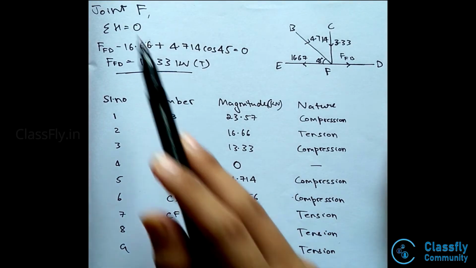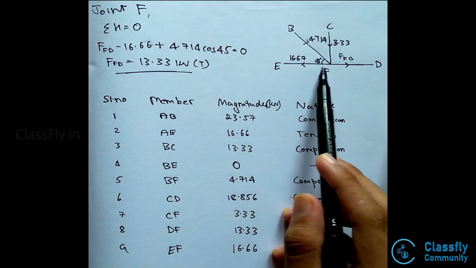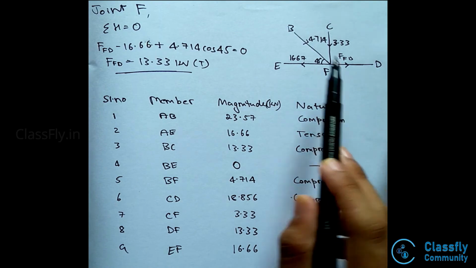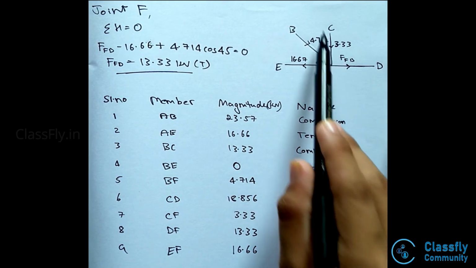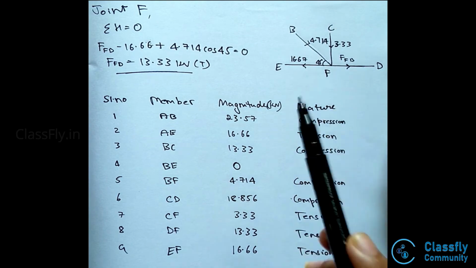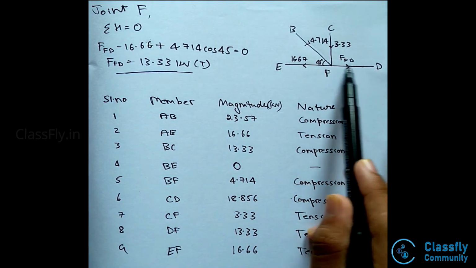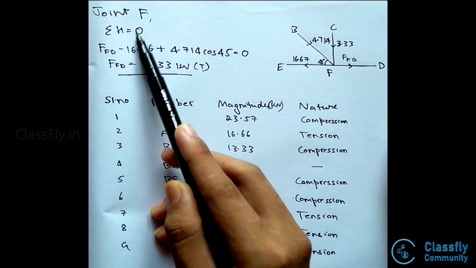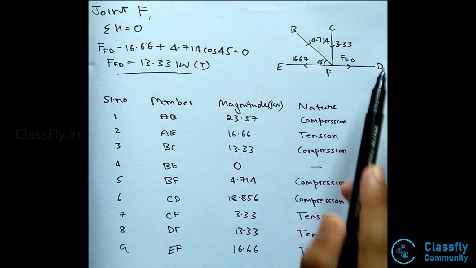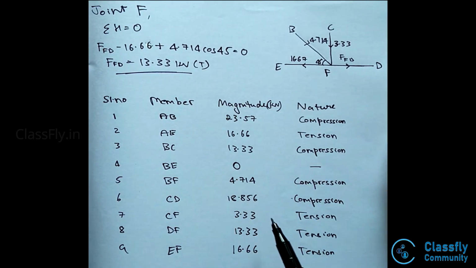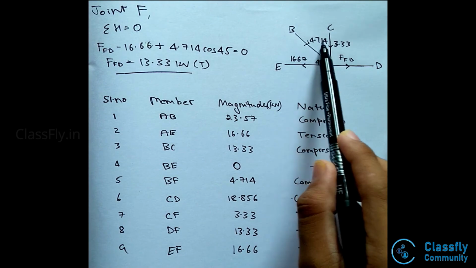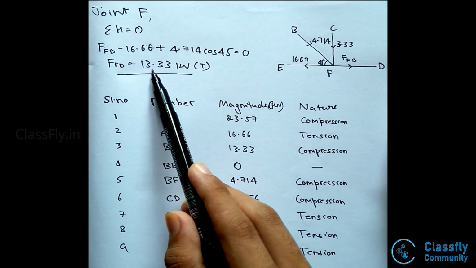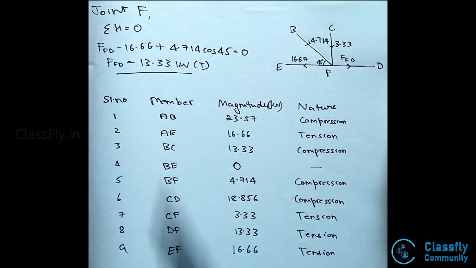Now coming to joint F. Here we have force FEF, that is 16.67, force FFB, that is 4.714, force FFC, that is 3.33, and force FFD, which will be acting on the point F. Hence applying the condition summation H is equal to 0, we have FFD minus 16.66 plus 4.714 cos 45 to be equal to 0. Hence we get the value of FFD to be 13.33 kilonewtons, which is a tensile force.